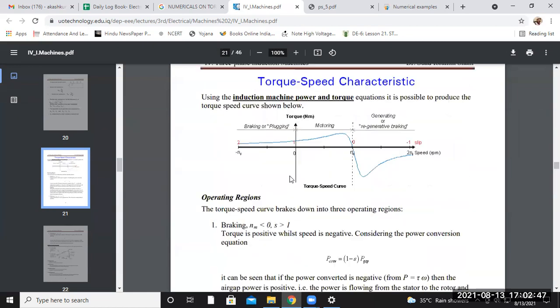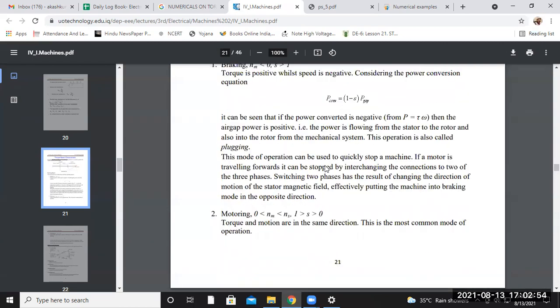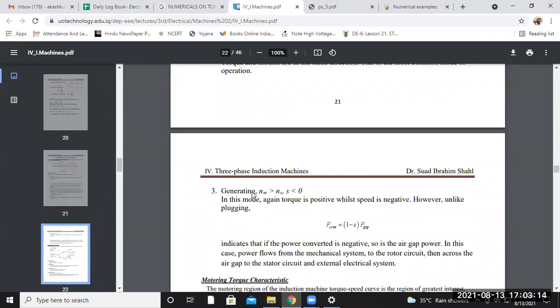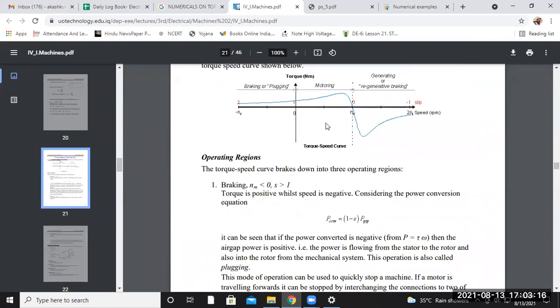So the next is motoring. Motoring ranges from slip 1 to 0 and the speed range from 0 to ns. So these are the ranges through which the operation mode is active for an induction motor. The motoring is for 0 to ns, that is, rotor speed lies between 0 and synchronous speed and slip lies from 0 to 1. Torque and motion of the induction machine will be the same in this motoring mode, and this is the most common mode of operation for the induction motor.